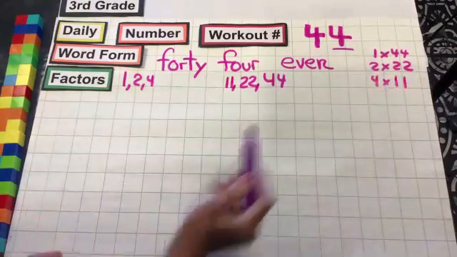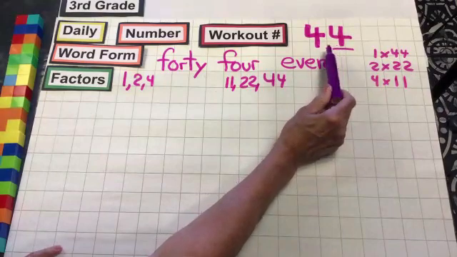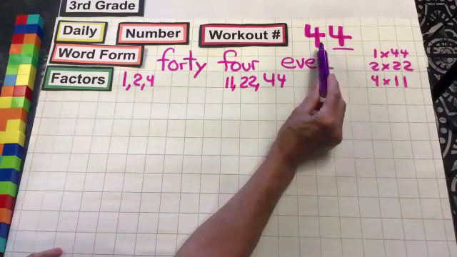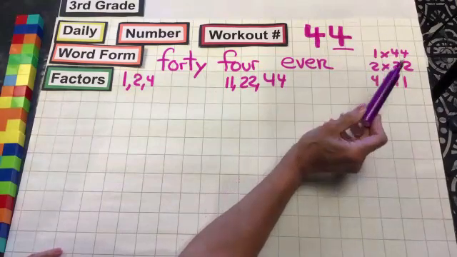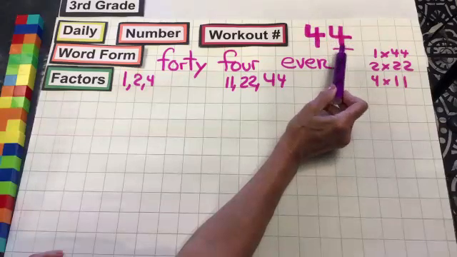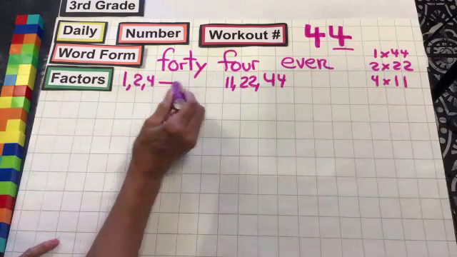Does 5 go in? No, 5 does not go in because it needs to end with a 0 or a 5 for 5 to go in. 6 doesn't go in because 6 went into 42 and it will go into 48. 7 doesn't go in because 7 goes into 42 and 49. 8 doesn't go in because it goes into 40 and then 48. 9 doesn't go in because 4 plus 4 is 8, and that means 9 doesn't go in. 10 does not go in because it has to end with a 0. So we're at 11. We're done.